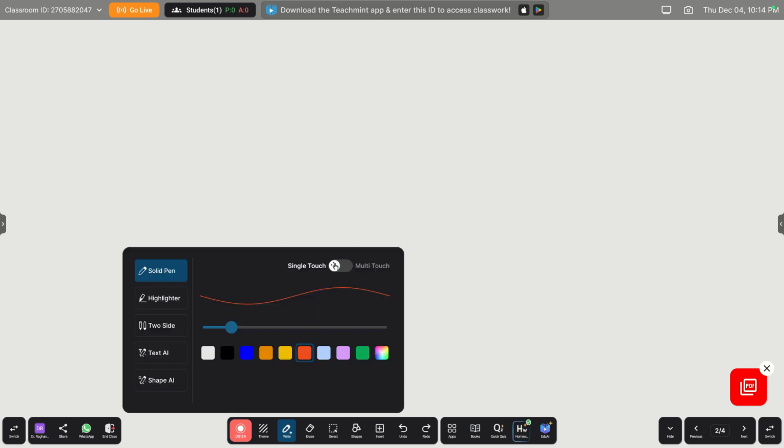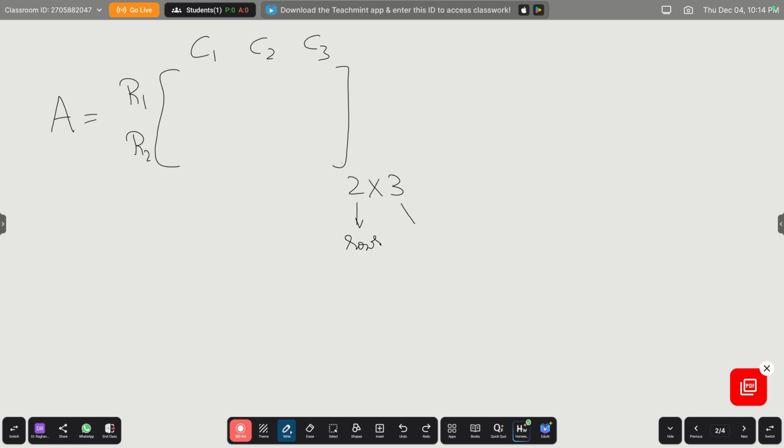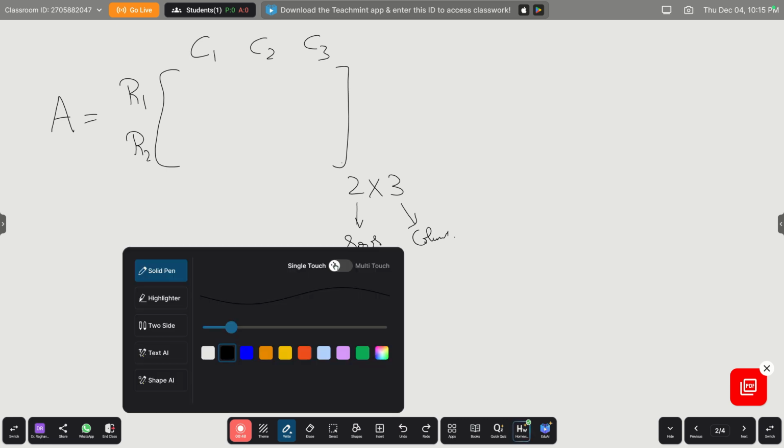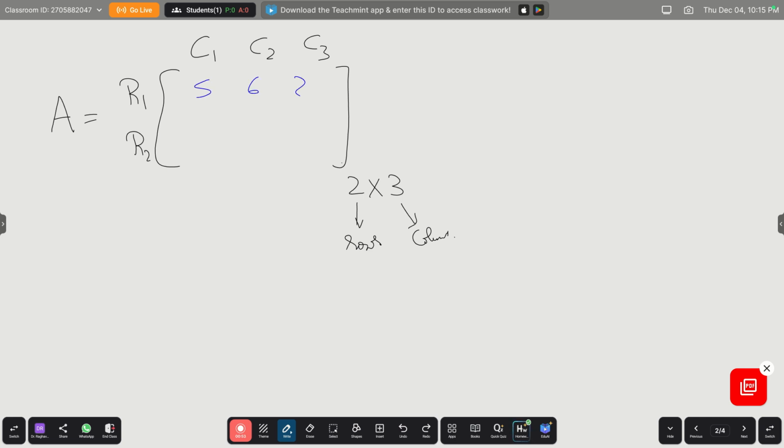Let me take an example. Suppose a matrix A is there with certain number of rows. Say it has two rows and it has say 3 columns. Then the order of this matrix is said to be 2 cross 3 because it has 2 rows and 3 columns. And whatever may be the elements inside, there will be 2 into 3, 6 elements. Say 5, 6, 2, 0, -4, 1.